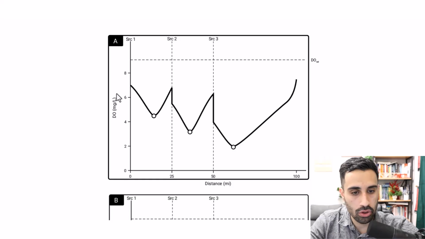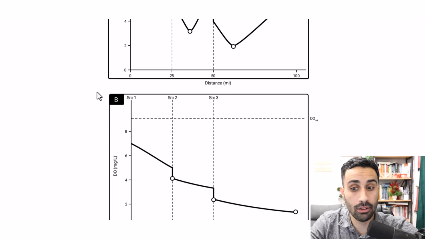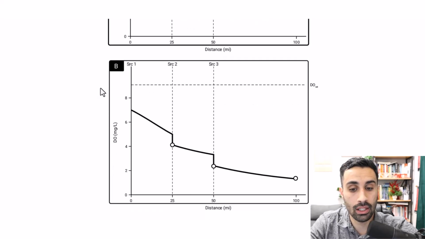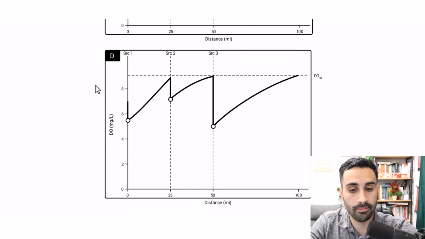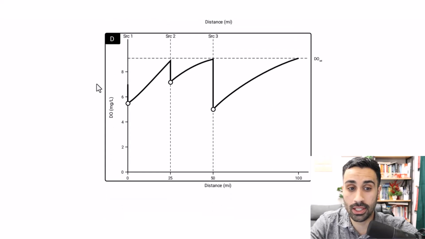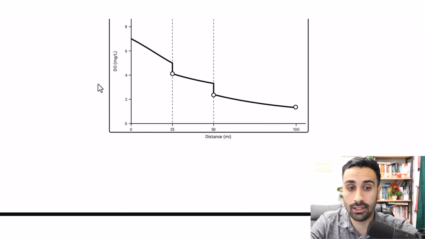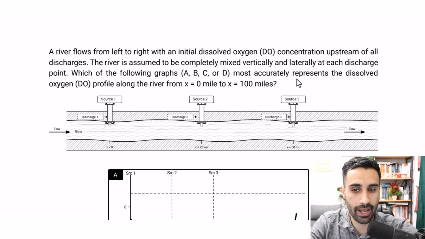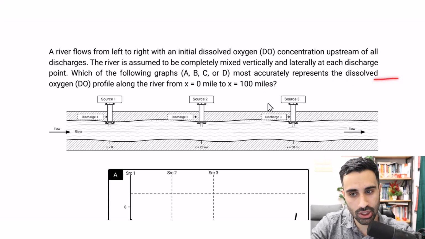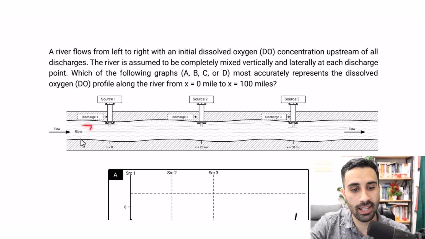This is A. Notice y-axis is the dissolved oxygen, x-axis is the distance in miles. We go up to 100 for that 100 miles. How does the graph look like for the dissolved oxygen? Now looking at graph B, we have this. Continue with graph C, we have this one. And graph D, we have this one. You can pause the video and think about these. Graph D, C, then we have B, then we have A. Which one gives us the most accurate depiction of the dissolved oxygen that's going to be in the river itself?